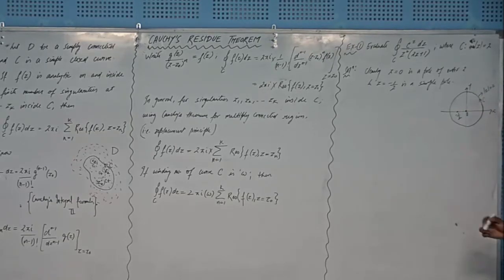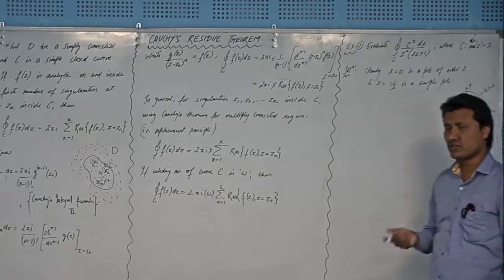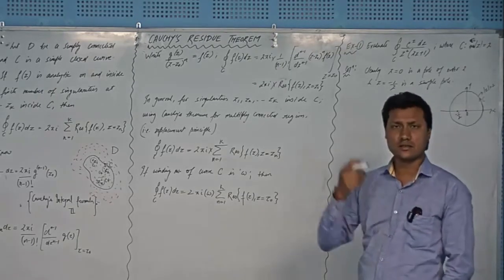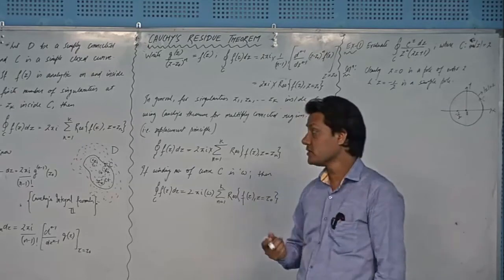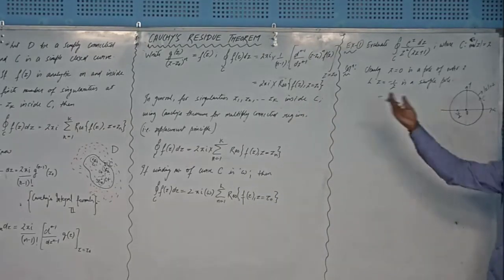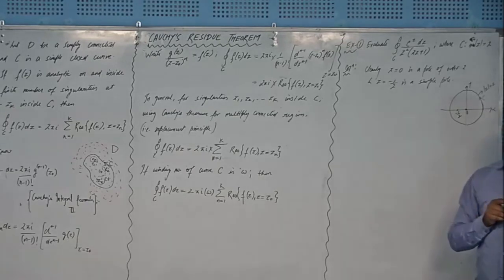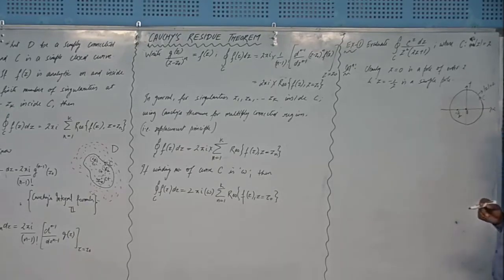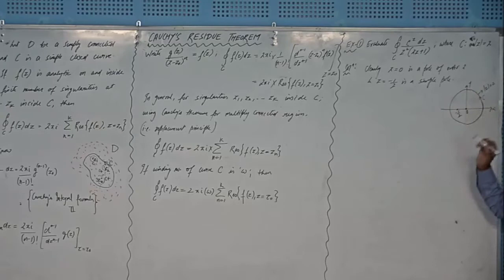And one more thing, it is not necessary that C is always of the form of a circle. It can be a triangle, rectangle, square, anything, a closed figure, a closed polygon. The theorem works well in all cases, irrespective of the shape of this C.